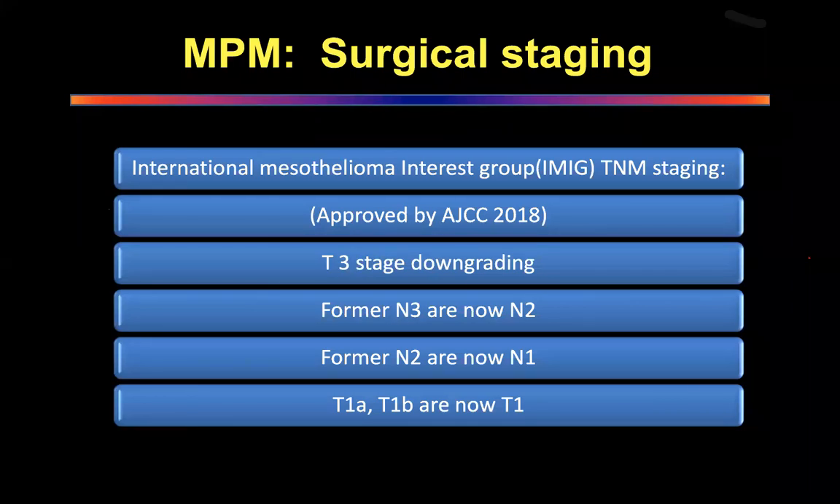If in an exam I asked you what is the staging of mesothelioma, if you tell me these 4 points that has changed from the 7th staging, I'll be very happy. This will get you through the exam. T3 has been downgraded, N3 has become N2, N2 has become N1, and T1AB has become T1. So it's very, very straightforward. Only 4 points to remember about TNM staging of mesothelioma.